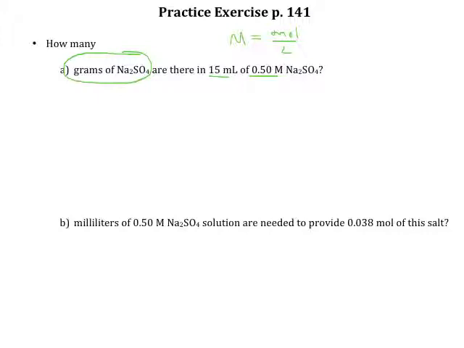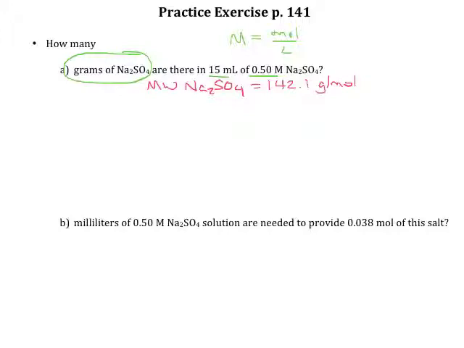So since we're going to need a molar mass, the first thing I'm going to do is calculate the molecular weight of sodium sulfate. And rounded to one decimal place, you should get 142.1 grams per mole. And we know we need that because we're converting to grams, and the only way we can get to grams from moles is using the molar mass.